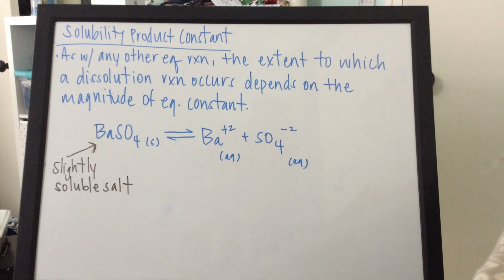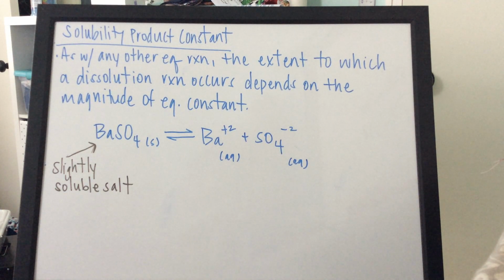So, as with any other equilibrium reaction, the extent to which a dissolution reaction, or a dissolving reaction, occurs depends on the magnitude of the equilibrium constant. Of course, magnitude means the size. So we're looking at how big the value of K is in this case. And this is going to be a different type of K. Up until this point, we've learned Kc and Kp, and this is going to be something different. This is referred to as Ksp, where the S and the P stand for solubility product.